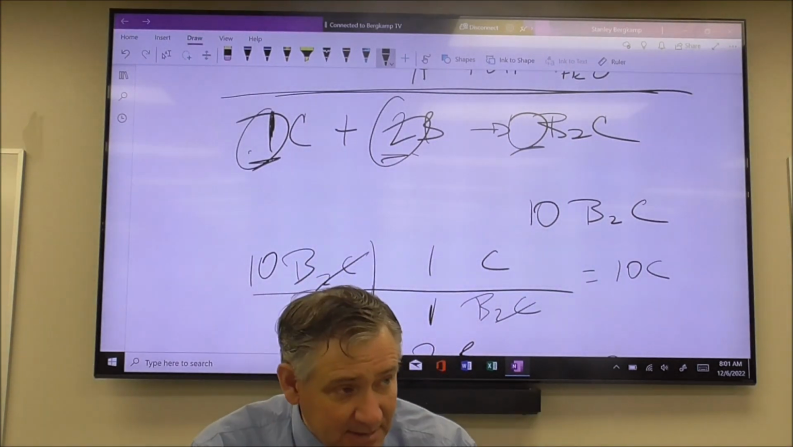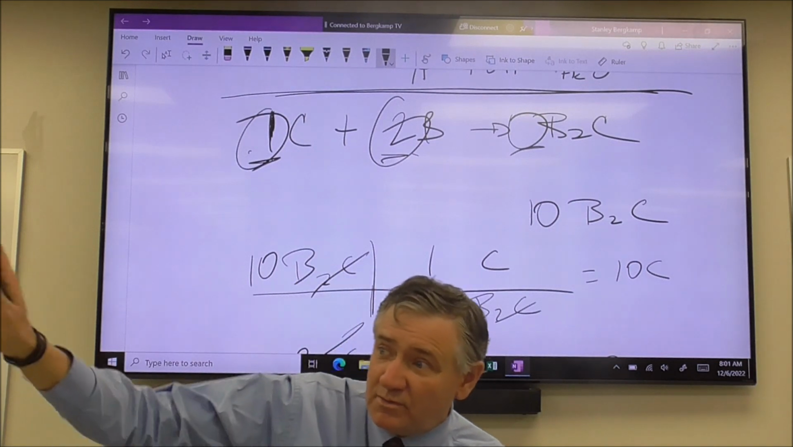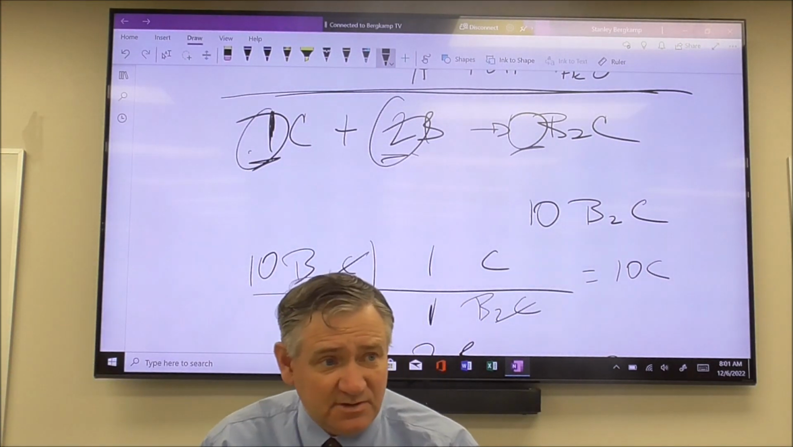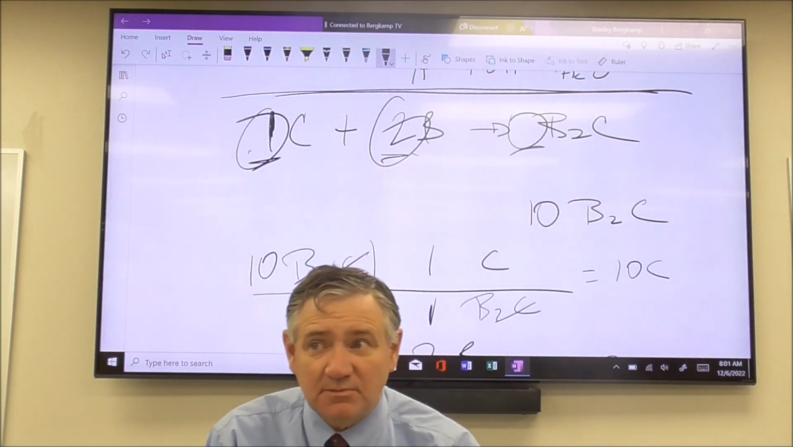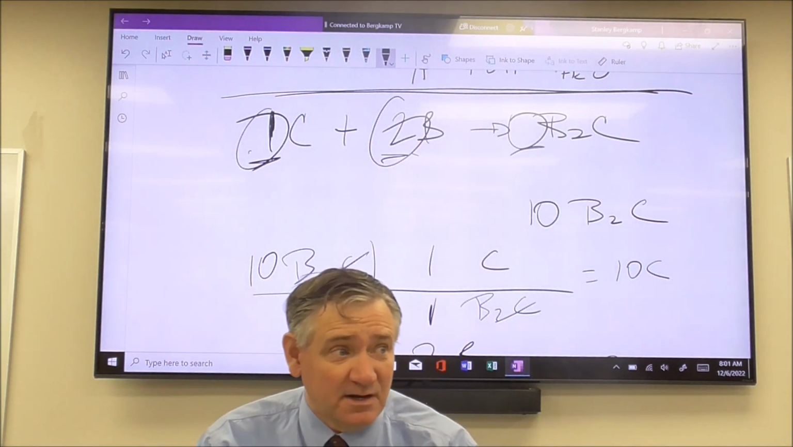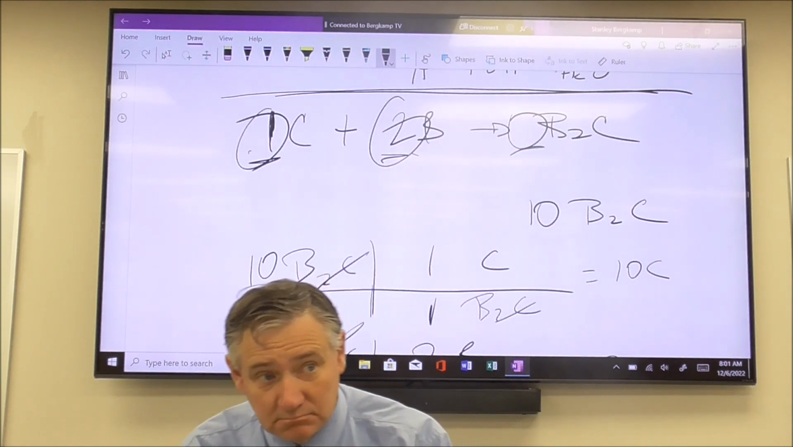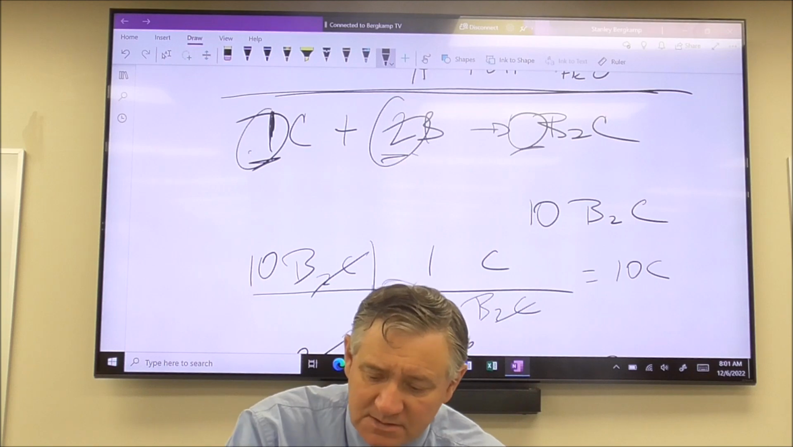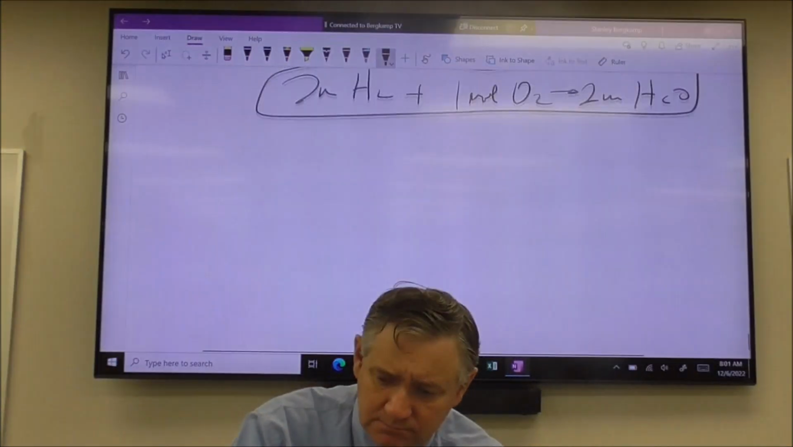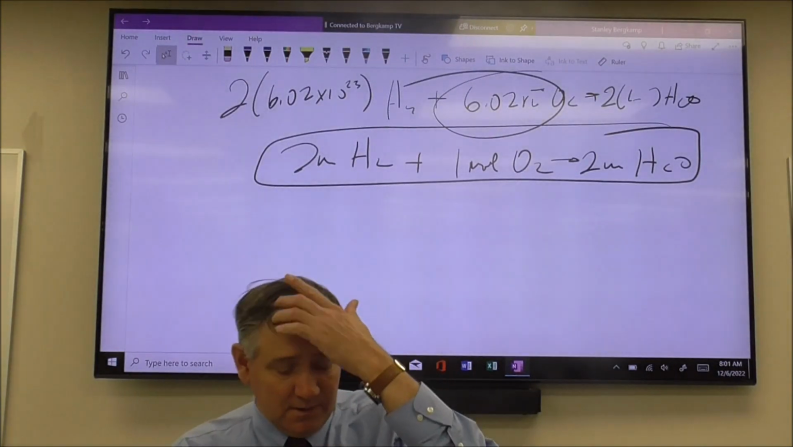But the problem being, when we go into lab, what are the scales measuring? Man, scales measure in grams, they don't measure in moles. So what do you think we're going to have to do a lot of? Mole conversions. But we can do that. This is not a problem. So let's go back to making water.